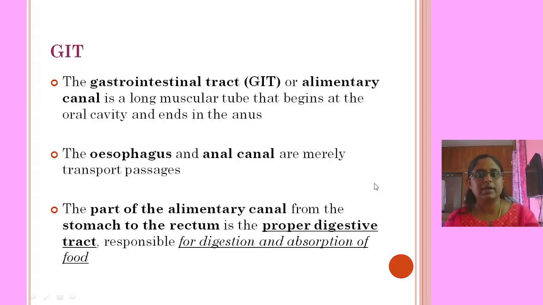The gastrointestinal tract, or alimentary canal, is a long muscular tube that begins at the oral cavity and ends in the anus. The esophagus and the anal canal are merely transport passages; the food we take in is transported through the esophagus, and the anal canal likewise acts as a transporting passage. The part of the alimentary canal from the stomach to the rectum is the proper digestive system, where actual digestion takes place, and it is responsible for digestion and absorption of food.